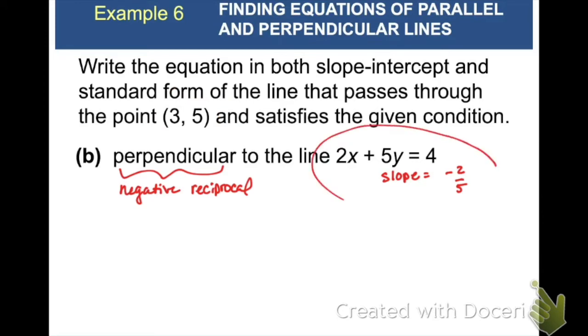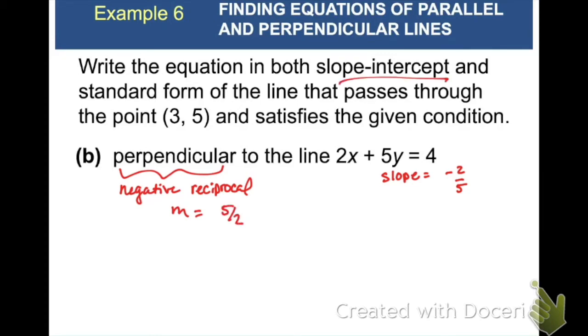Okay, so this was the same line we used earlier in part A of this problem, and we found the slope to be negative 2/5. So if I want a line that's perpendicular to that, I need the negative reciprocal of negative 2/5. Negative means I change the sign, reciprocal means I flip it. So for my equation, I'm going to use a slope of positive 5/2.